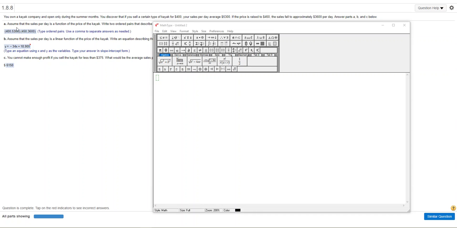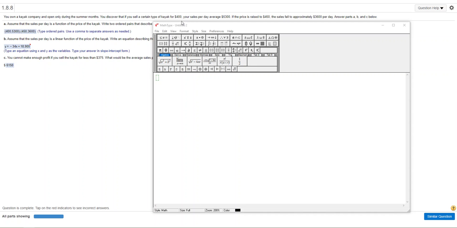This is a question from section 1.8. I believe it is number 16. Yep, number 16. And this is a question that asks us to write a couple ordered pairs, then write the equation of a line. So let's take a look at this. The ordered pairs, you've correctly identified them.